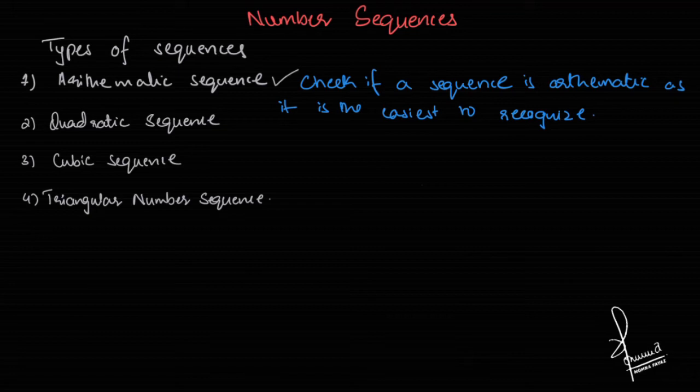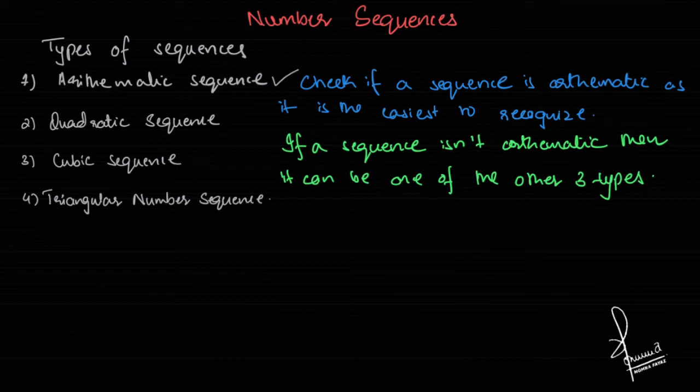If the sequence is not an arithmetic sequence, if you cannot identify the sequence as an arithmetic sequence, then it can be either of the other three types. It can be a quadratic, it can be a cubic, or it can be a triangular number sequence. Let's start with quadratic sequences.